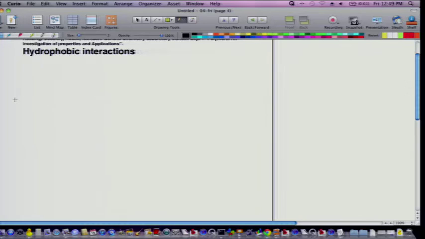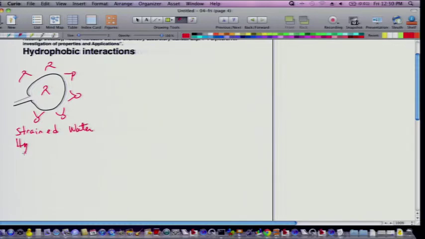So if you had a hydrophobe and you had these waters around it, obviously it's really difficult to draw perfectly a strained hydrogen bonding interaction, but we'll say we have a strained hydrogen bonding network around our hydrophobe.